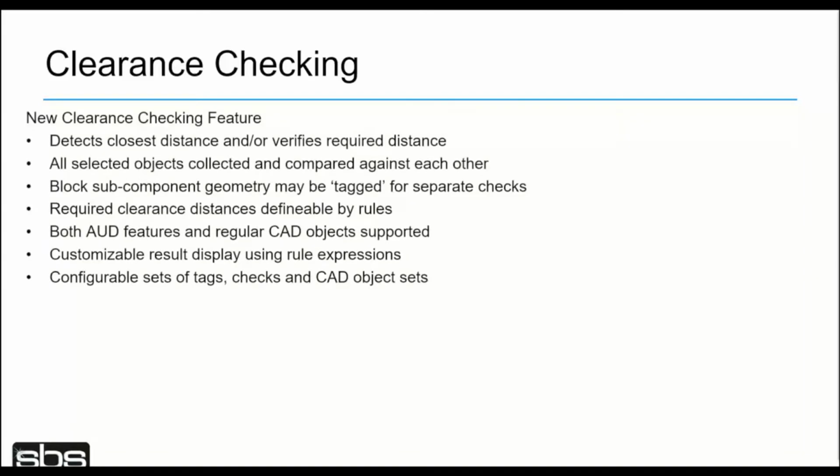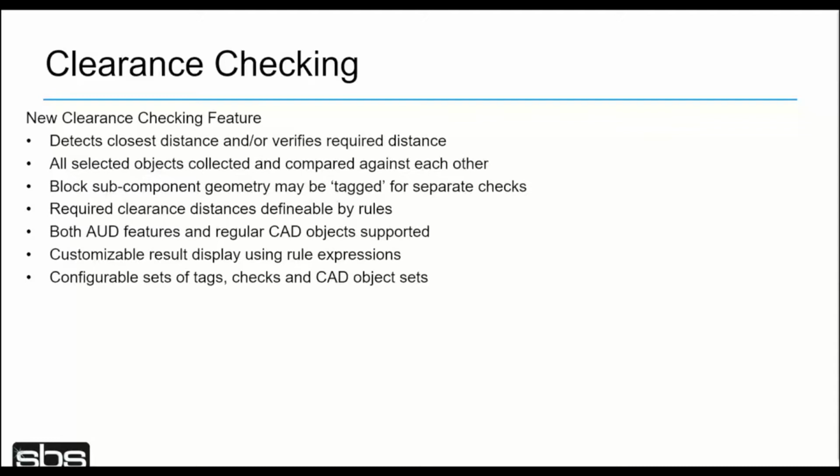I'm now going to go into a little bit more detail on some of these specific major new features. The first one I want to look at is the clearance checking functionality. This provides a few different things and can support a broad range of types of objects. It's based on finding the closest distance between two 3D objects, and those 3D objects can be the 3D representation of AUD features, or they can be any arbitrary 3D solid object or block.